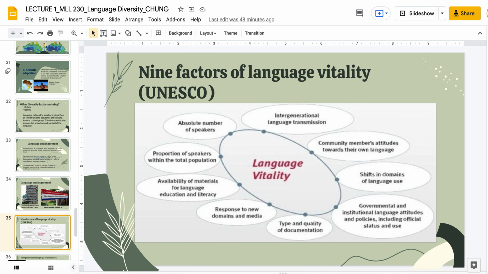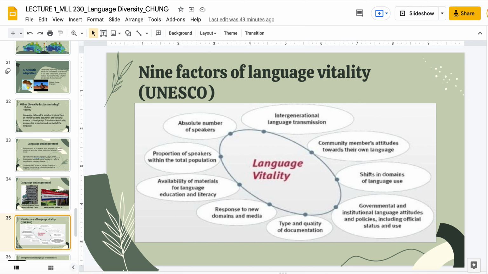Shifts in domain, right? Domains being, for example, school or home or work. So if your language is not spoken at work and you spend more time at work, how vital is this language? What is the probability that you're going to pass this language down to your children?